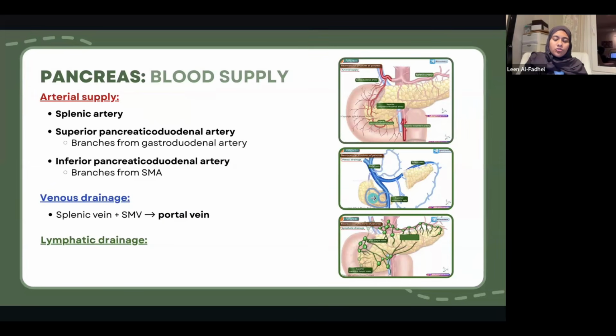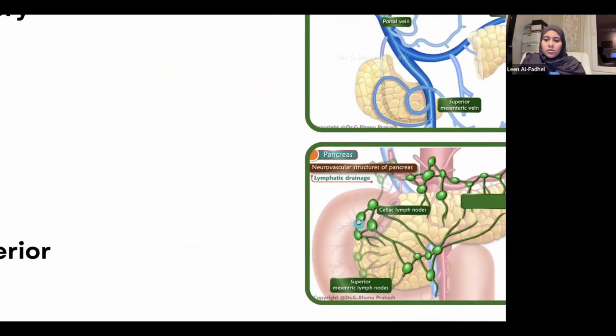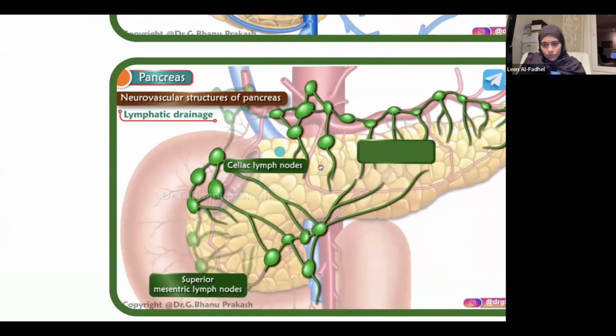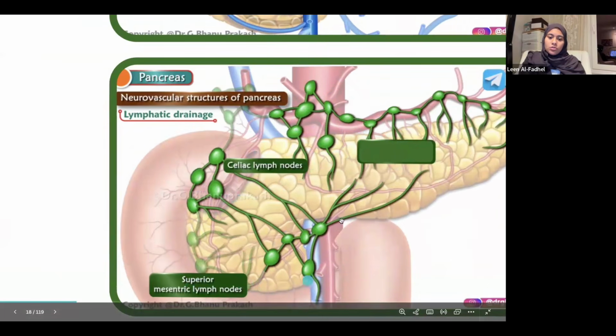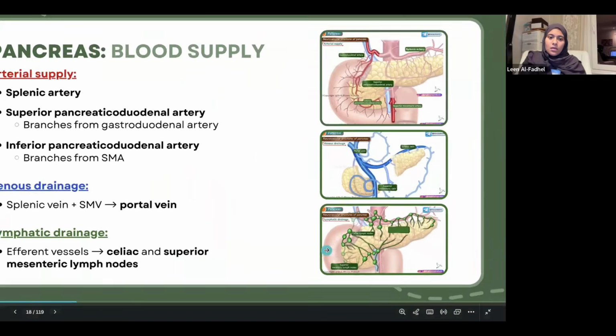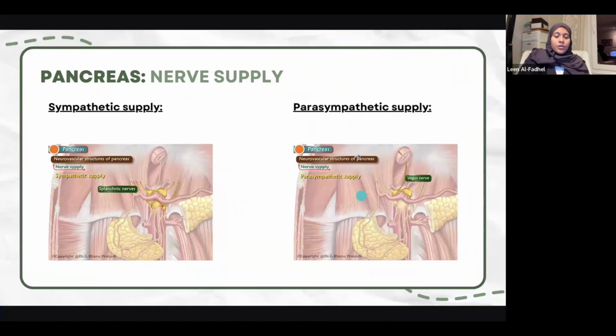And lastly, lymphatic drainage. All you need to know is that there are a bunch of nodes over here, but all of these nodes eventually drain into either the celiac lymph nodes, which are right up here, or into the superior mesenteric lymph nodes, which are right over here. Okay? For nerve supply, the sympathetic supply is T5 to T9 splanchnic nerves. Memorize it. And the parasympathetic supply is the vagus nerve.